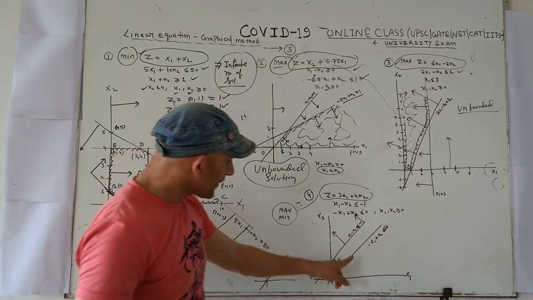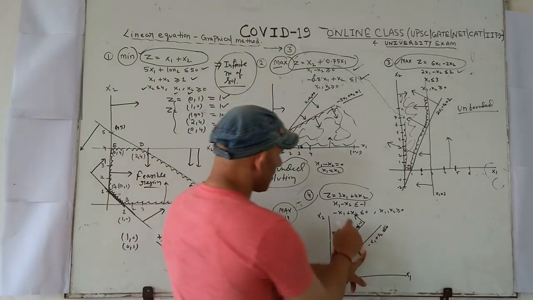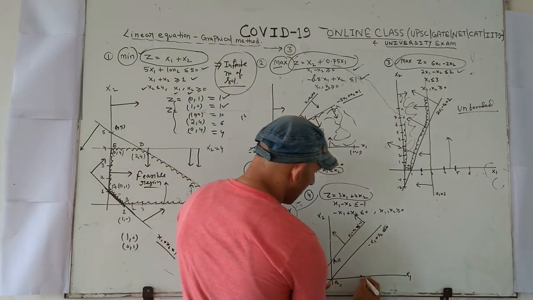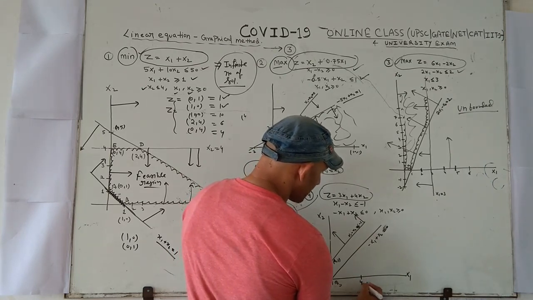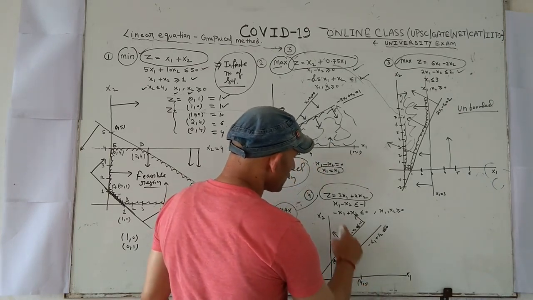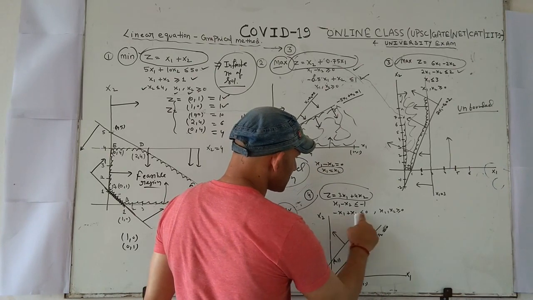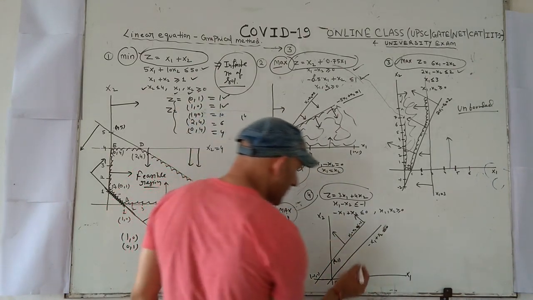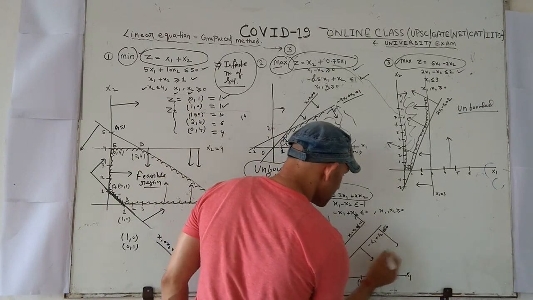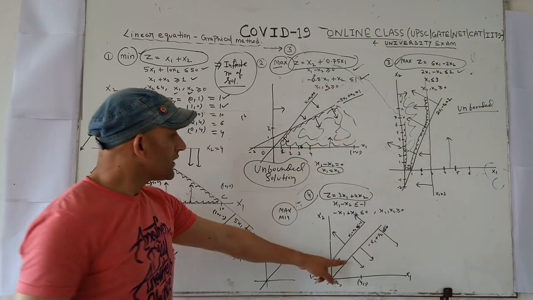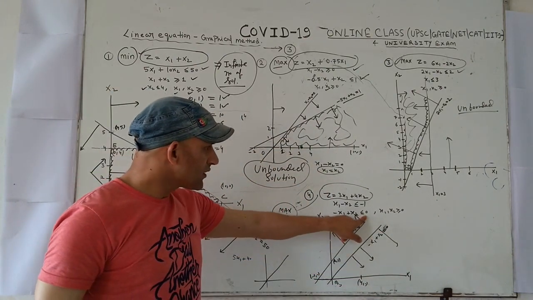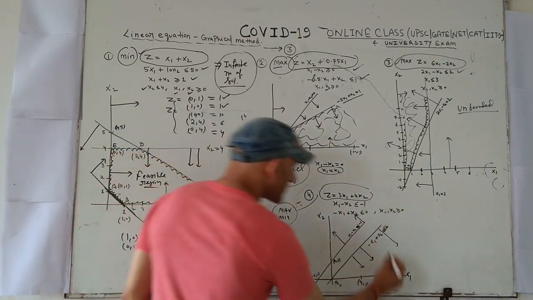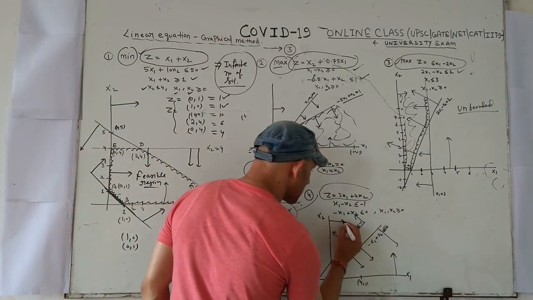Now second, before this line. Again I am taking a point, suppose here (4, 0). Minus 4 is less than 0. Yes, minus 4 is. It implies that this region is satisfying our condition. Now x1 is greater than 0. This is greater than 0. This is greater than 0.